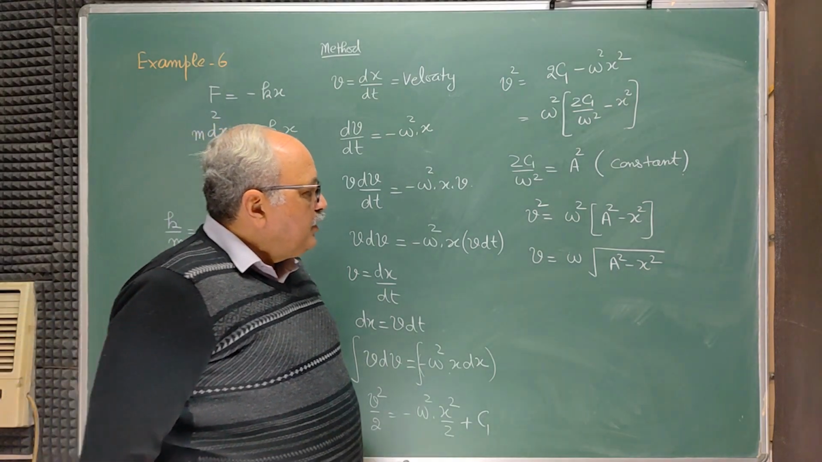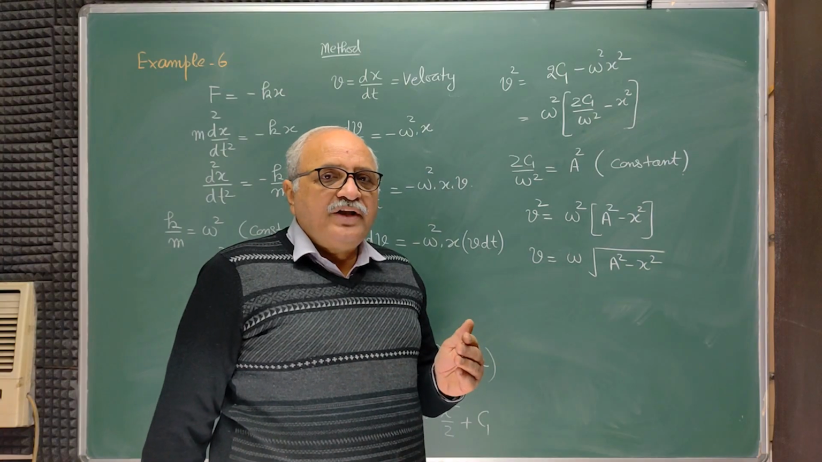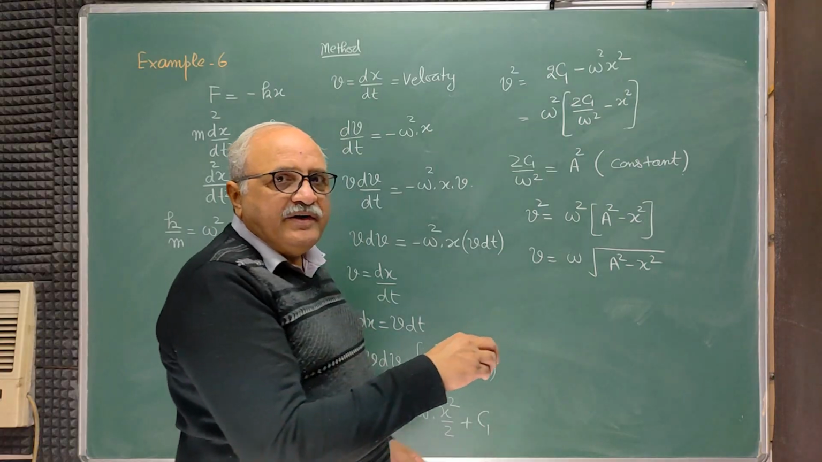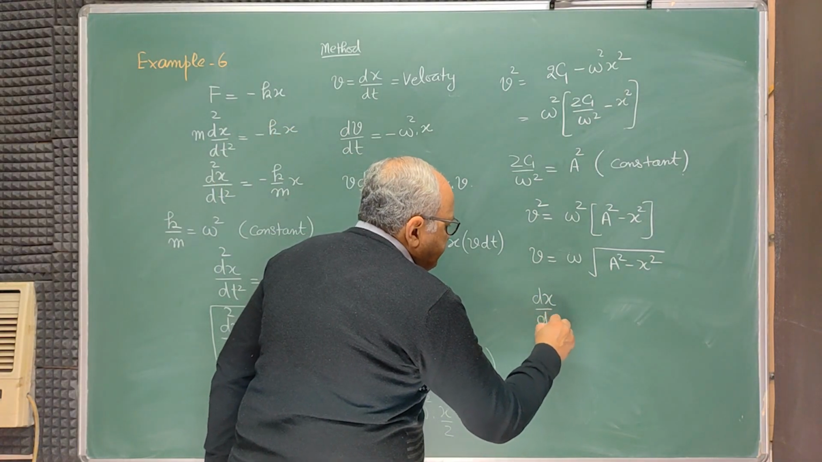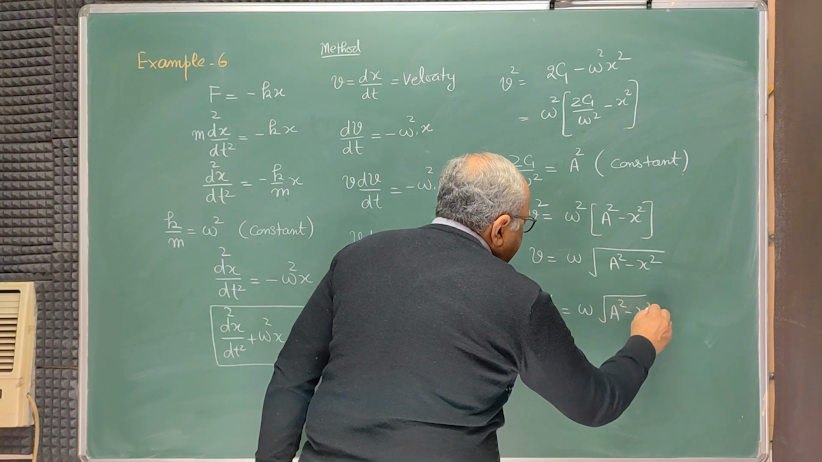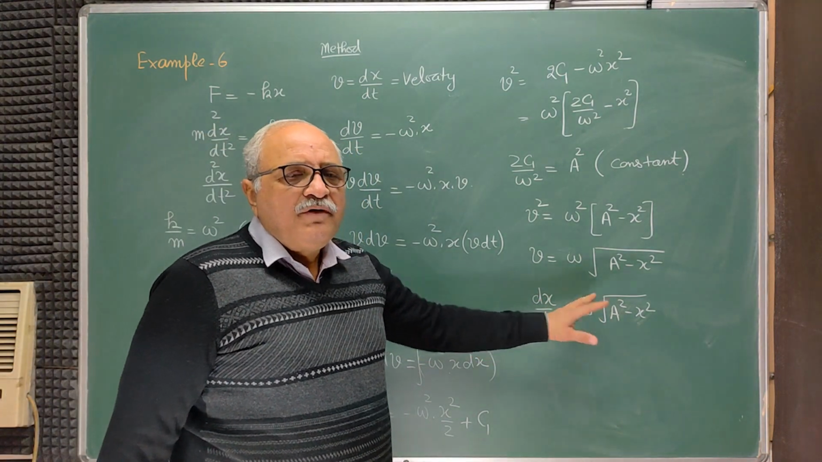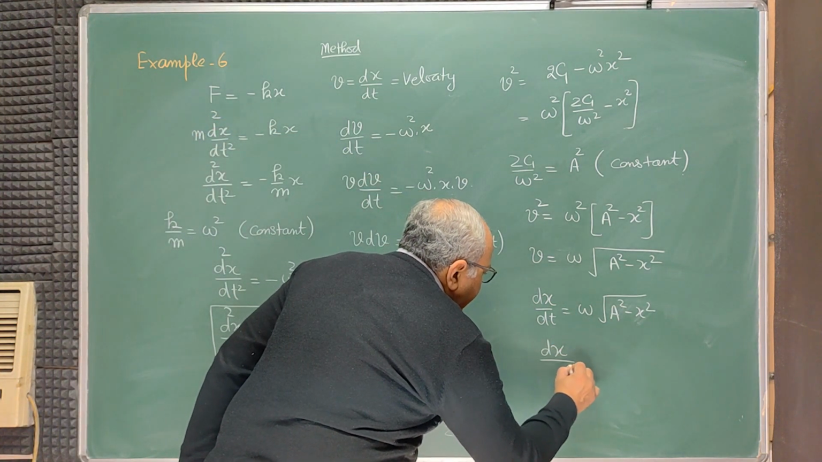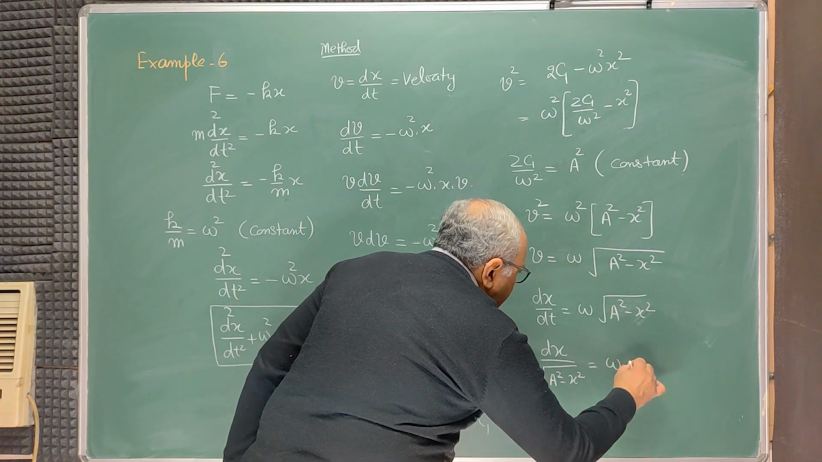Although this is the solution for v, we have to solve it further to find out the displacement relation. So the next integration we'll do when we replace v as dx by dt equals omega under root of a square minus x square. Now luckily this is an equation where we can separate the variables easily, and this is dx divided by under root of a square minus x square, and that is equal to omega dt.